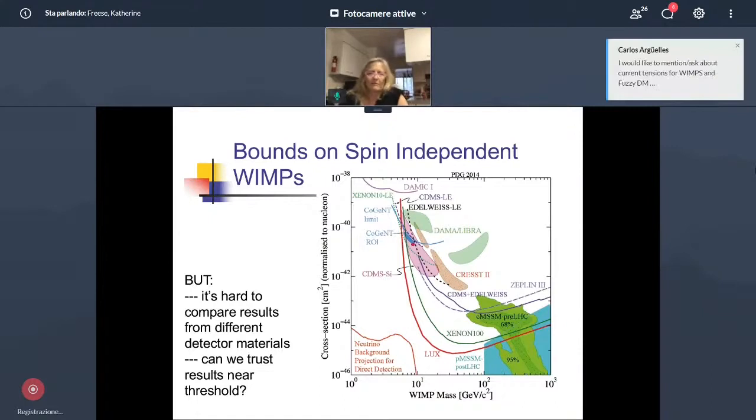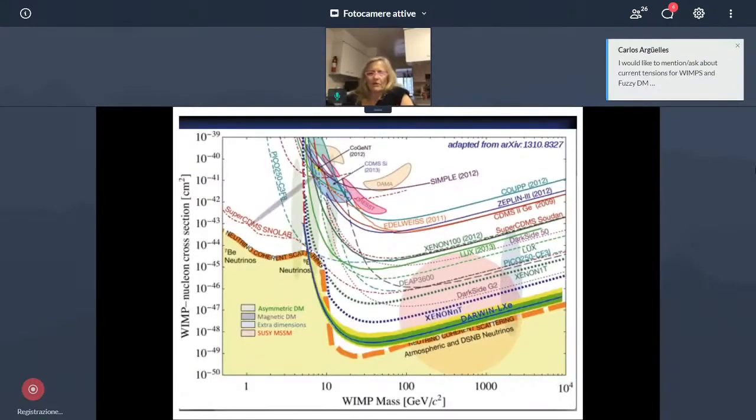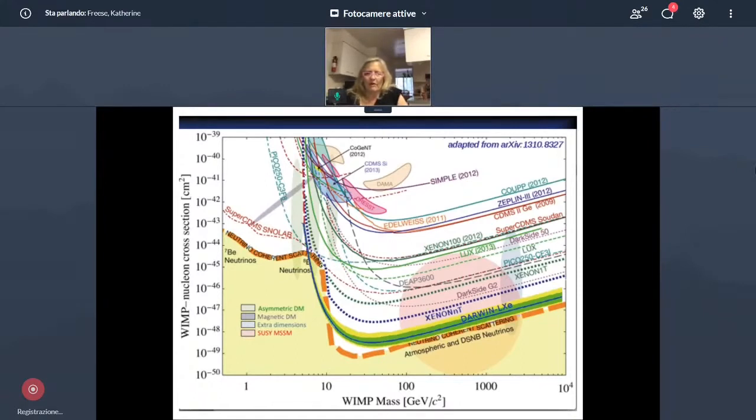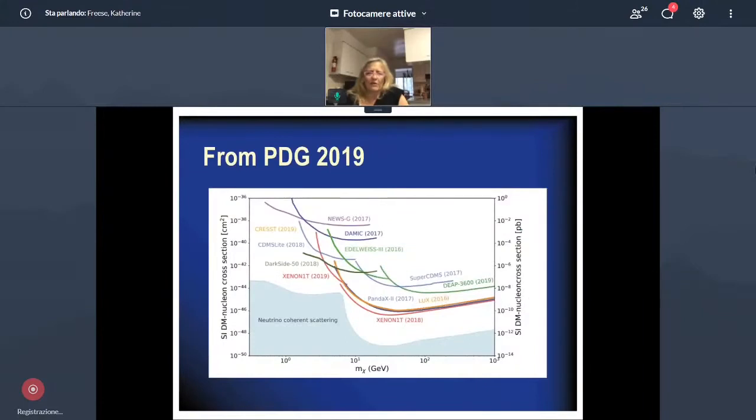So these are projections for the future. You can see that we're going to get very, very sensitive, pushing down into this dotted orange region known as the neutrino floor, where neutrinos compete with the dark matter. I wanted to show in this slide, this is the current recent status of these experiments. And again, this blue region, we're going to get there soon, the neutrino floor, where you have competing signals with the dark matter.